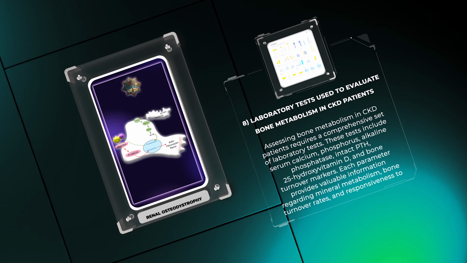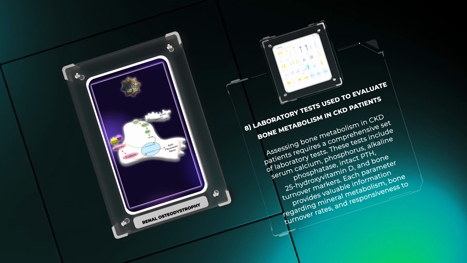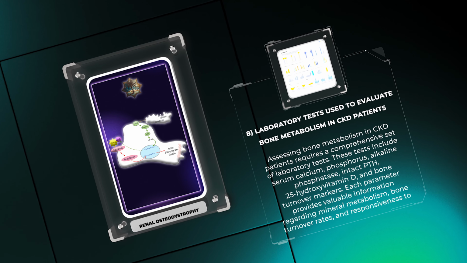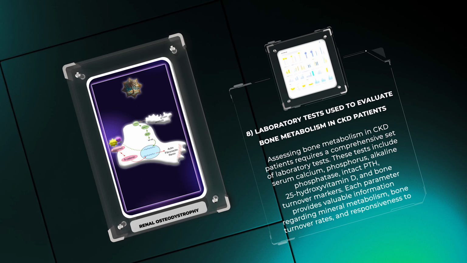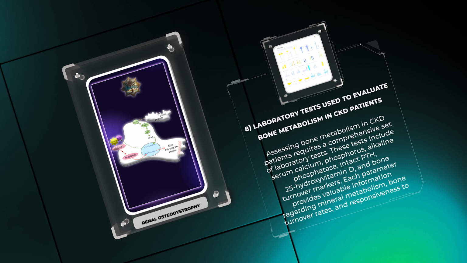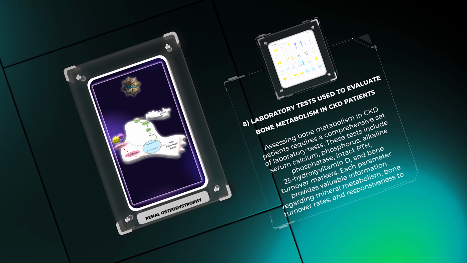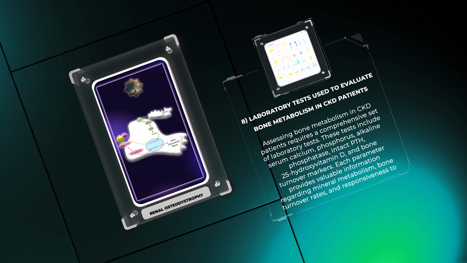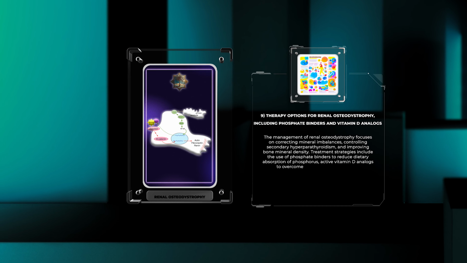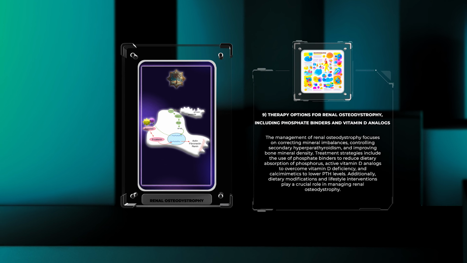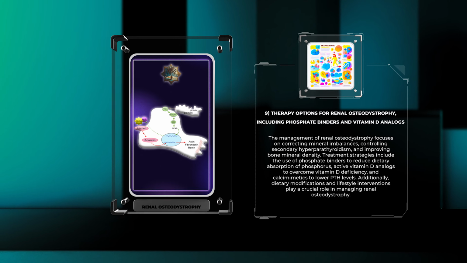These tests include serum calcium, phosphorus, alkaline phosphatase, intact PTH, 25-hydroxyvitamin D, and bone turnover markers. Each parameter provides valuable information regarding mineral metabolism, bone turnover rates, and responsiveness to treatment. The management of renal osteodystrophy focuses on correcting mineral imbalances, controlling secondary hyperparathyroidism, and improving bone mineral density.